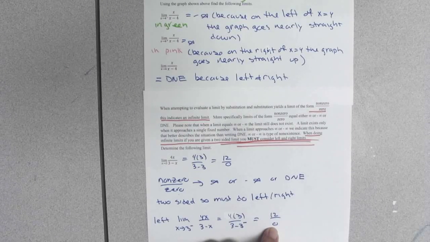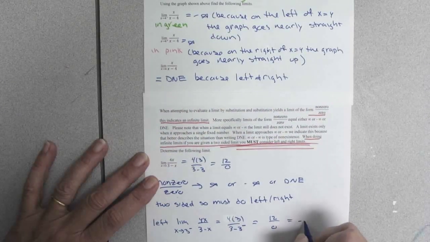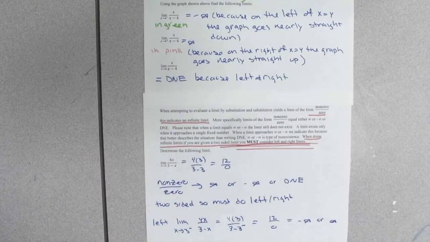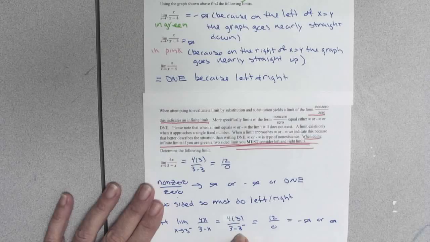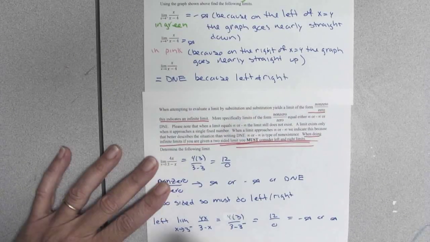And what we need to do is decide which it's going to be, infinity or negative infinity. So this is going to be negative infinity or infinity, and I need to decide which one. It's not going to be both. Limits always equal one thing. But I need to decide which one. So as we approach 3 from the left, remember what this means. X approaches 3 from the left means that x is close to 3, but less than 3.